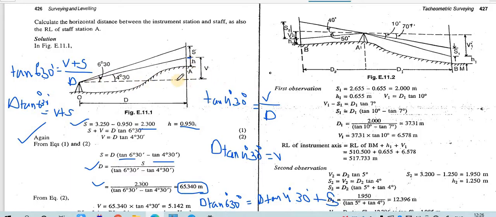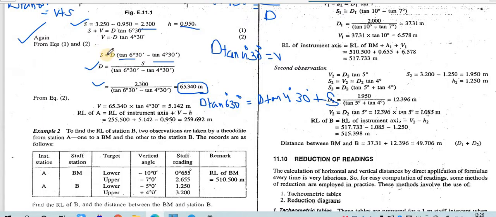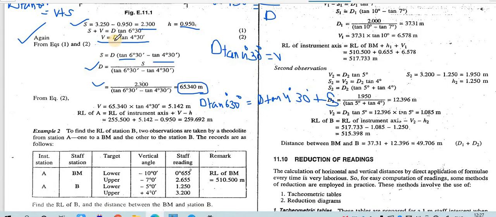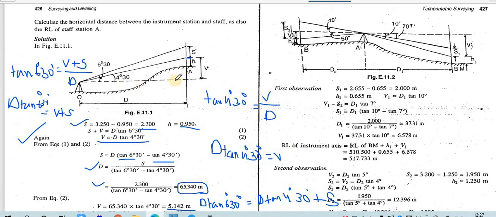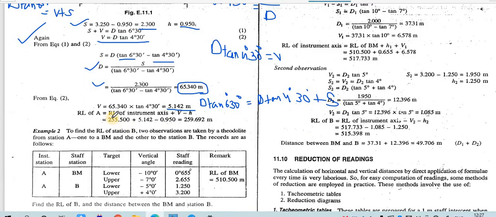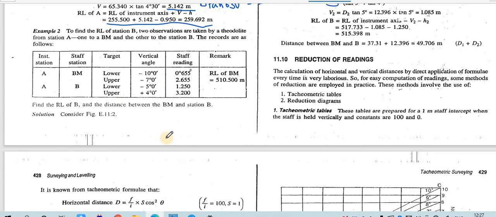After this, we also need to calculate the RL of point A. We have got the value of V equals D tan theta, D tan 4 degree 30 minutes. So we'll put the value of D over here and multiply by tan 4 degree 30 minutes. You can easily get the value of V, which is coming out to be 5.142. So the RL of A will be the RL of instrument axis, which is already given, plus V minus H. That will give you the RL of A.